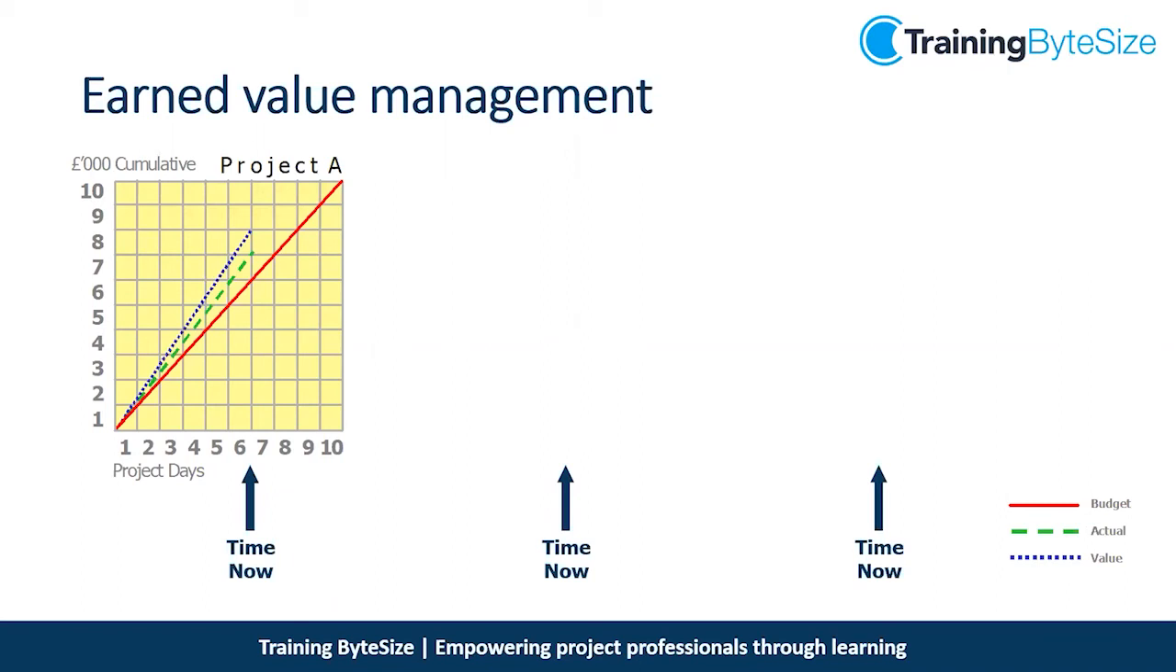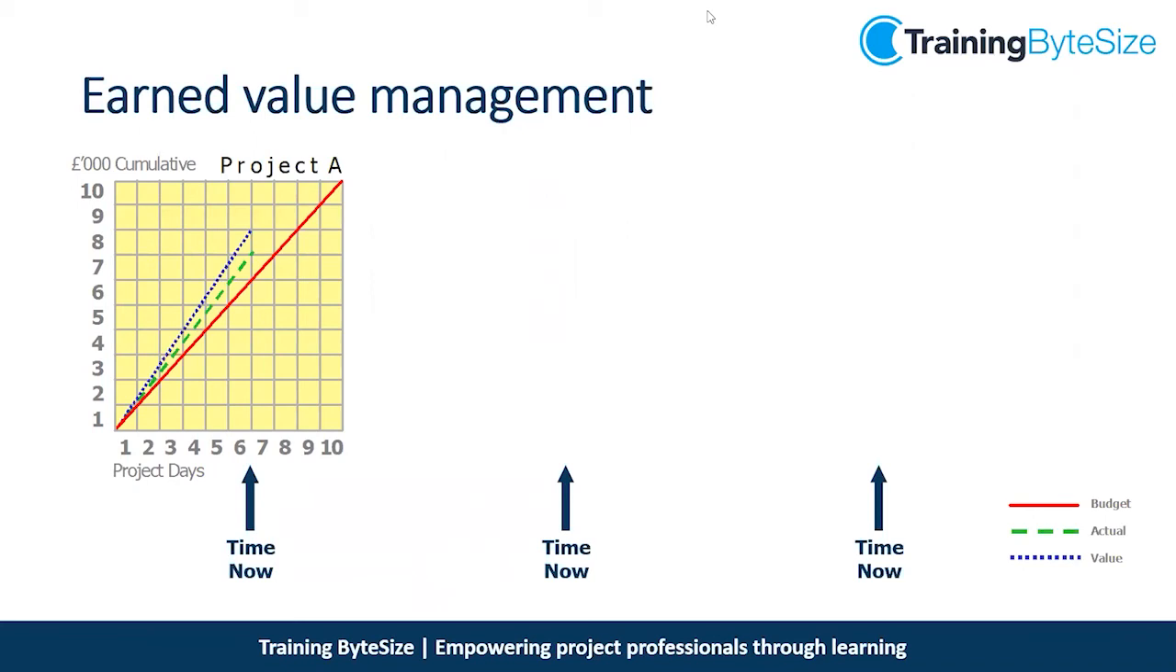So we've got a few different examples here. The red line is our budget, our planned cost. Our actuals are our green line, and we have a blue line for our earned value. So project A, looking at this, our green line is above our red line, and our blue line is above our green line and our red line. So what this tells me is this project is over budget.